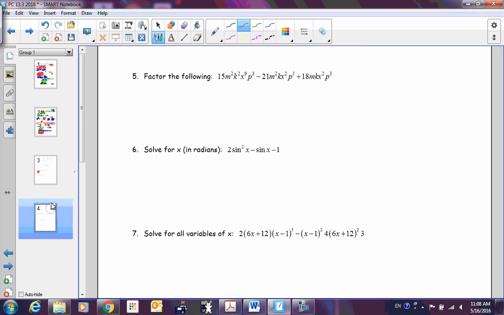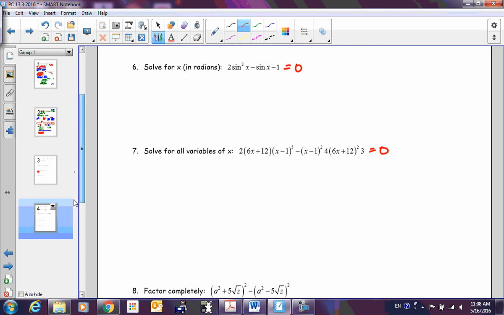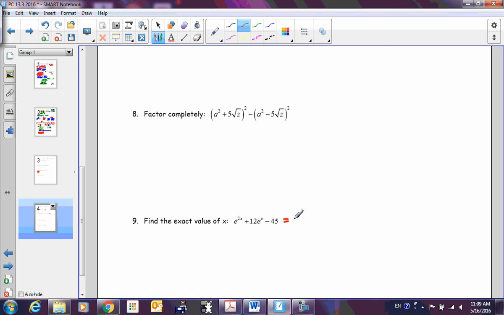If you look on the next page, see how this says solve for x? There should be an equal 0 there. There has to be an equal sign if it's really a solution. Same thing here, number 7, equals 0. And same thing with number 9. So sorry about that. That might not have tripped you up, but I just wanted to make sure.